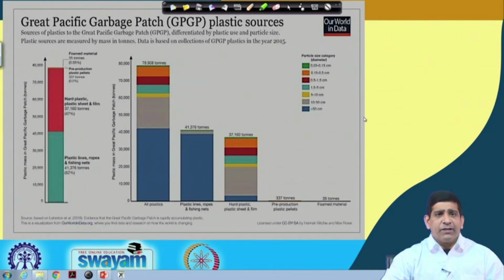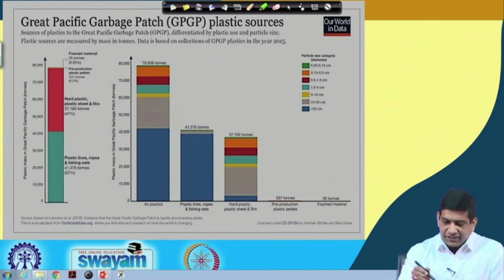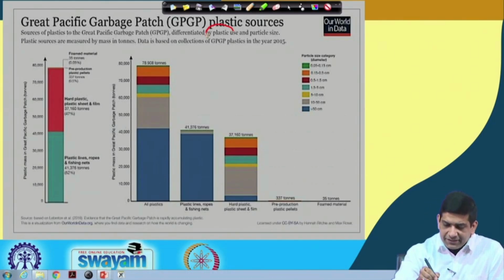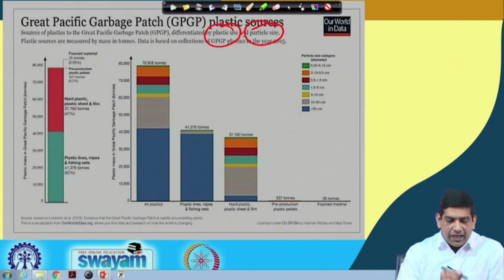So the Great Pacific Garbage Patch, which is one of the biggest plastic debris accumulations in the ocean, was reported a few years back, and this was one of the eye openers for the plastic waste, improper plastic waste management problem of the globe. Here there were different types of plastics, as well as different particle sizes, and plastic sources were measured in mass in tons.